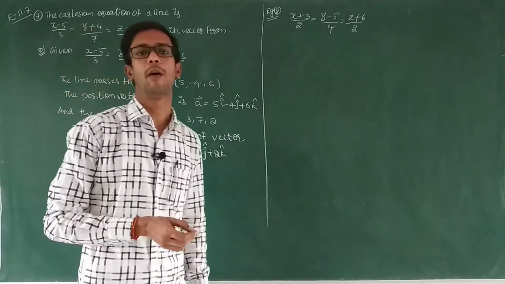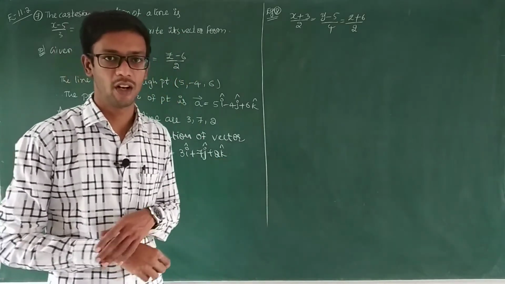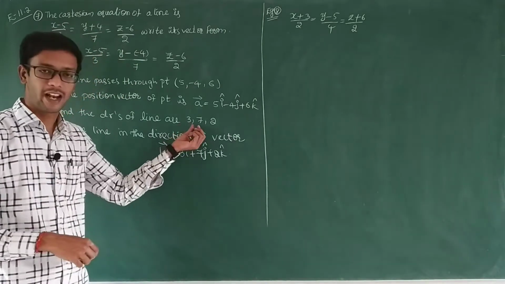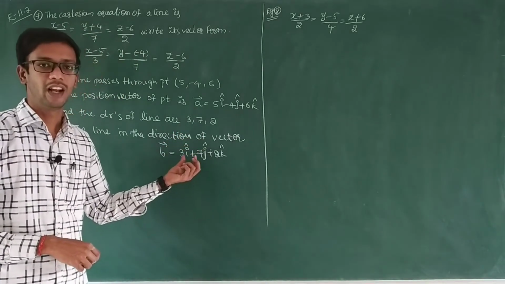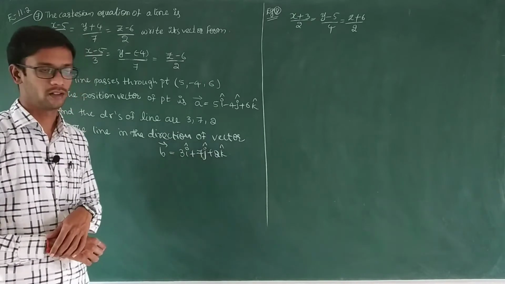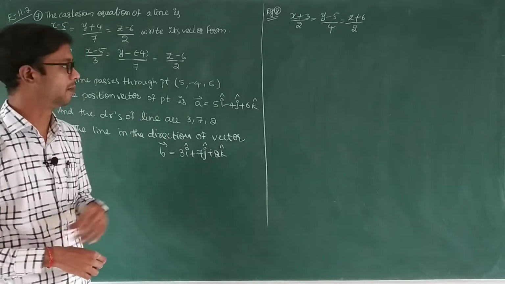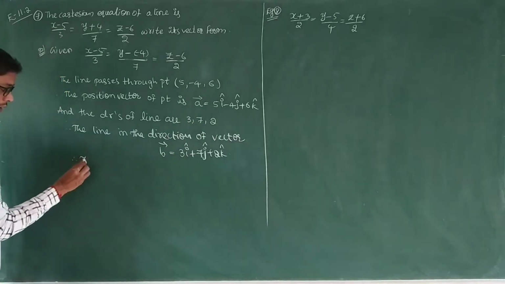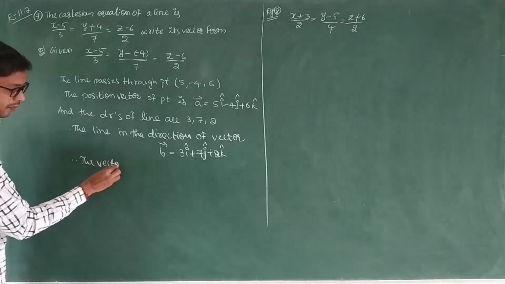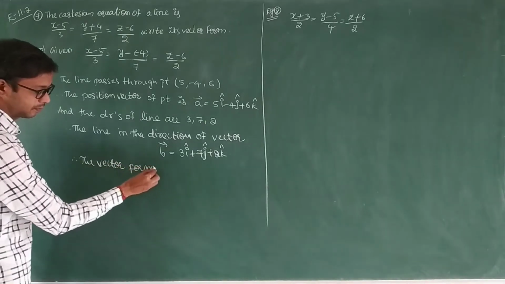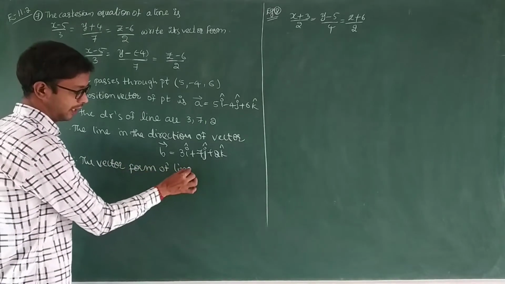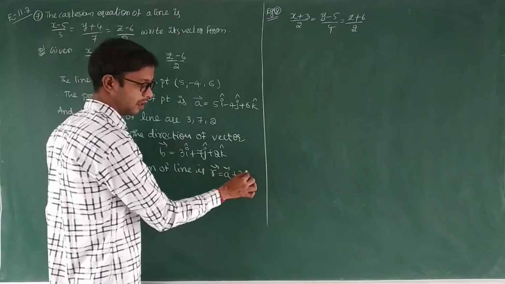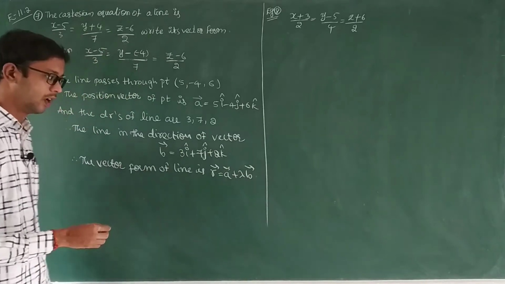We discussed the fifth problem also. If you know the direction vector, that is only b bar. If you know the direction ratios, you can convert them into the direction vector. So in the direction of vector b bar, you know the a bar and b bar. Therefore, the vector form of the line is r bar = a bar + lambda b bar.